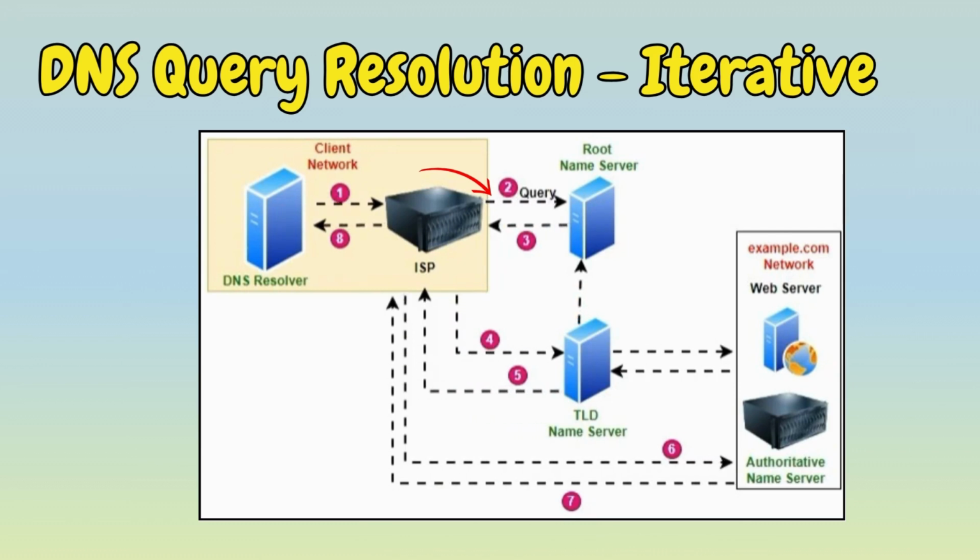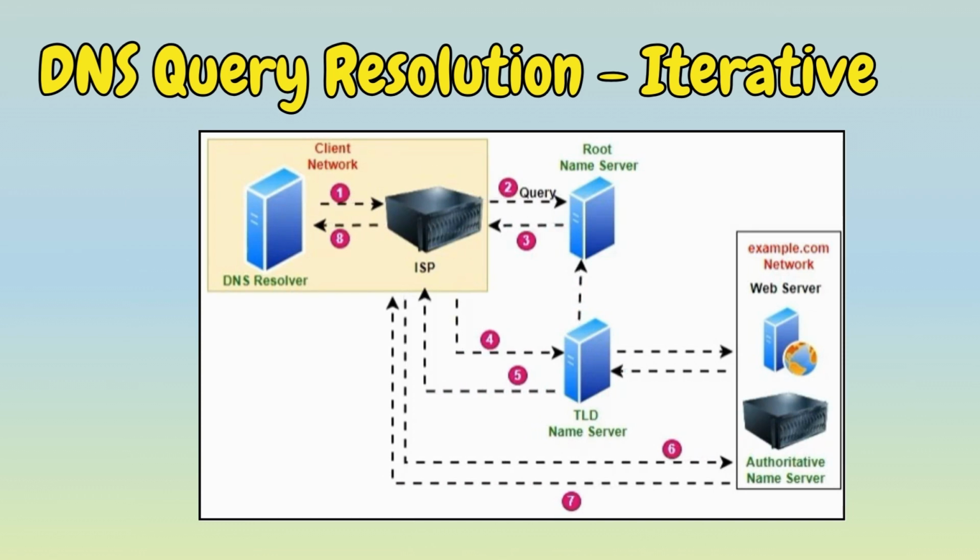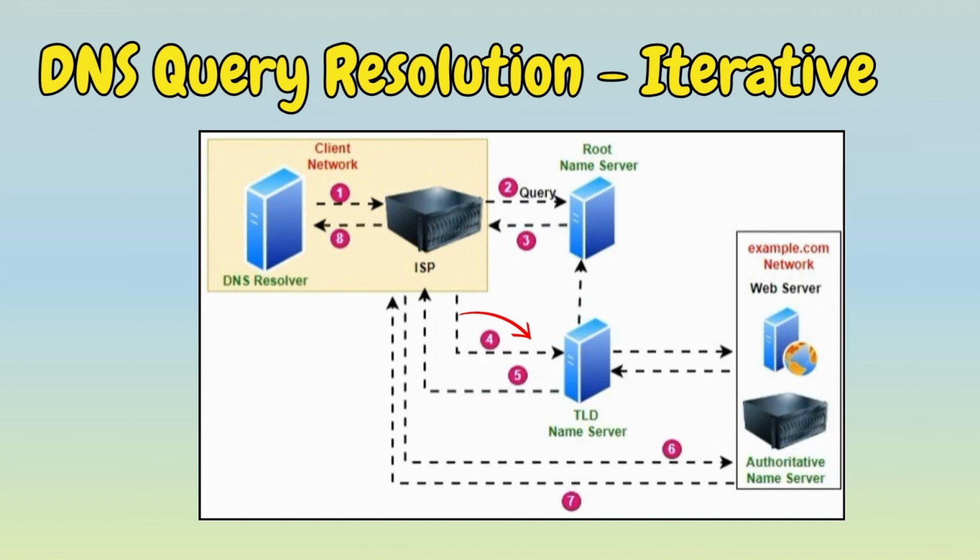If the queried TLD name server lacks the requested information, it returns a referral to a different name server. The resolver then sends a new query to this referred name server. This process repeats until the resolver either receives the requested information or reaches the authoritative DNS server.